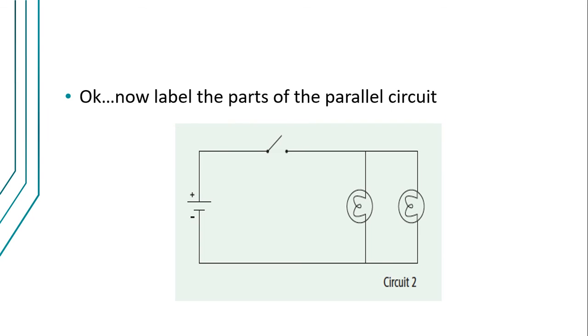Now, let's label all the parts of the parallel circuit. We have a switch. We have a battery. We have our loads. We have our conducting wire. Okay, I think I got everything.